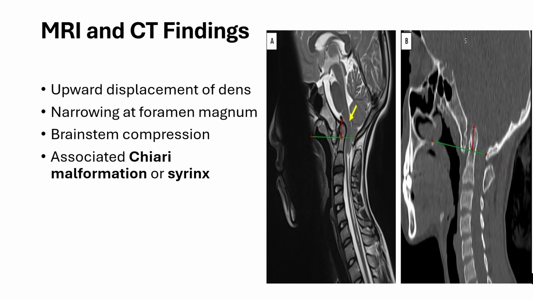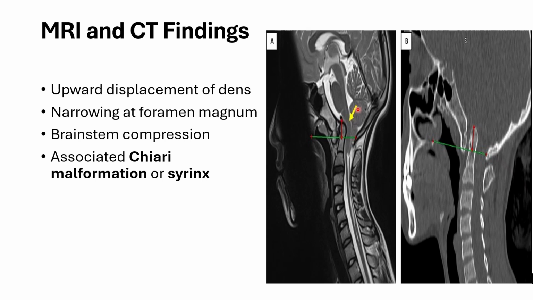Now the CT and MRI findings of basilar invagination and what it could do. There is an upward displacement of the dens, as we can see in this image. This red line denotes the upward displacement of the dens. Narrowing of the foramen magnum: you can see this is the narrowing of the foramen magnum, and this will lead to the compression of the brain, especially the brain stem and upper cervical spinal cord.